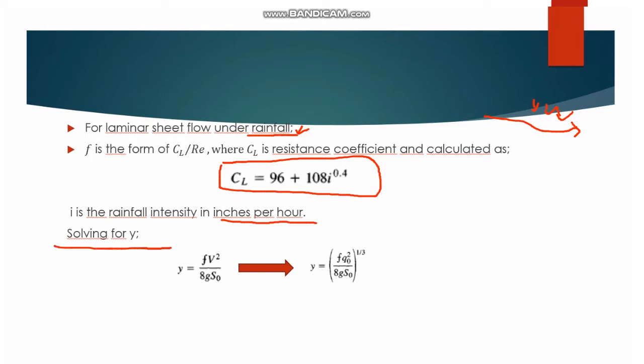When we solve for y, it is equal to f V square over 8 g S0. We can write it with q0, which is the flow rate per unit width: y = (f q0 square over 8 g S0) to the power of 1 over 3. That is going to be our formula for uniform laminar flow.